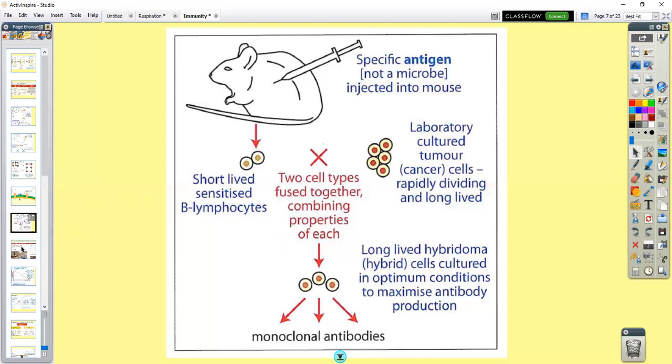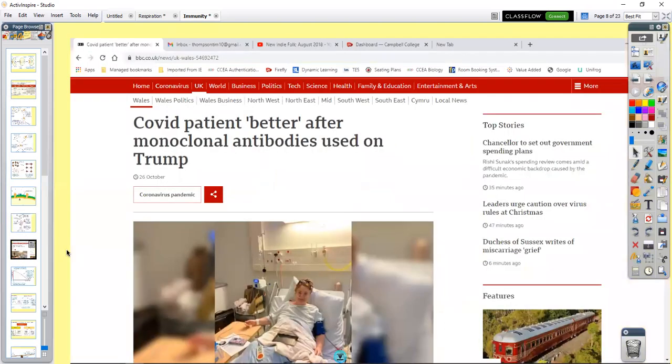Okay, examples of that in real life, you can see when Donald Trump was infected with COVID in the early stages, he was treated with these monoclonal antibodies produced by that method. And you can see there another patient treated with antibodies. That's a bit like the serum.